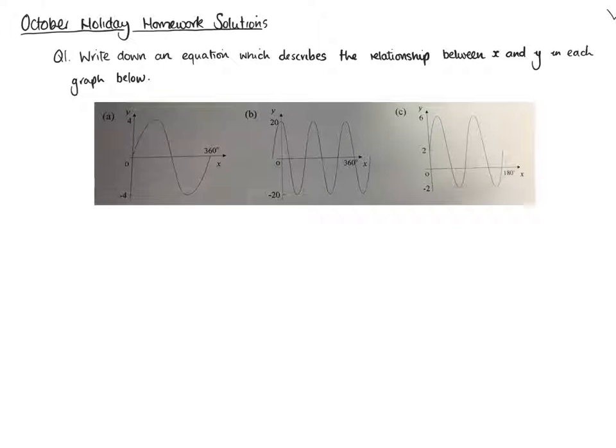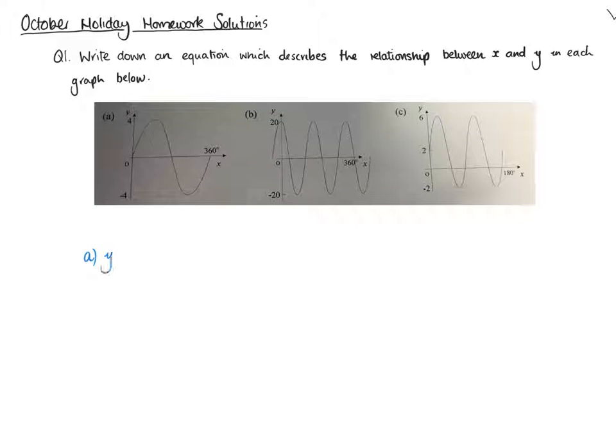Okay, so we're going to go through your October holiday, like half-term homework. For question 1, we had to write down an equation which describes the relationship between x and y in each of the graphs below. These ones are just a reminder from National 5. There's nothing here that you shouldn't have been able to do before that point.